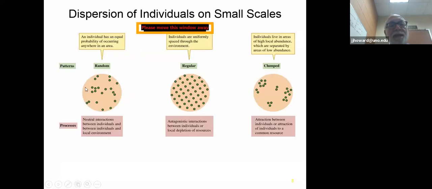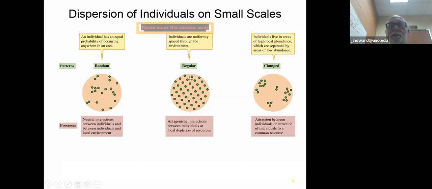People are very bad at drawing random dispersion patterns. They almost always draw regular patterns. But here's an example of a random pattern that was actually measured in nature and transcribed into a cartoon. So this is random. It implies neutral interactions between individuals and between individuals and their environment.